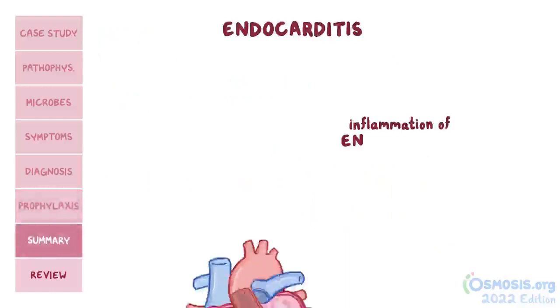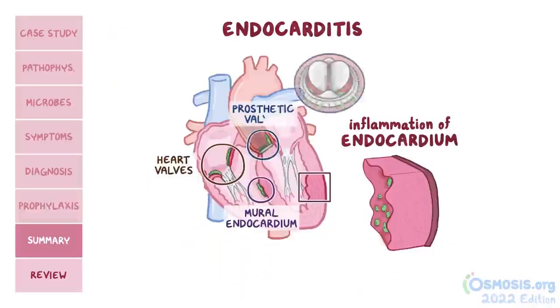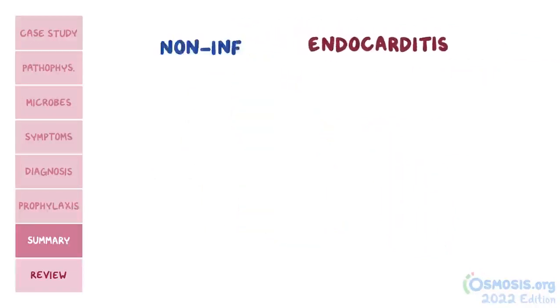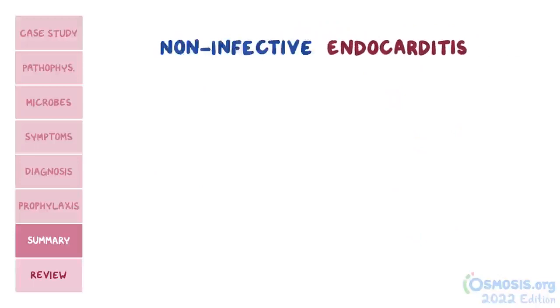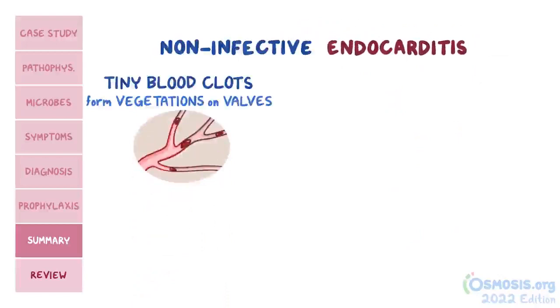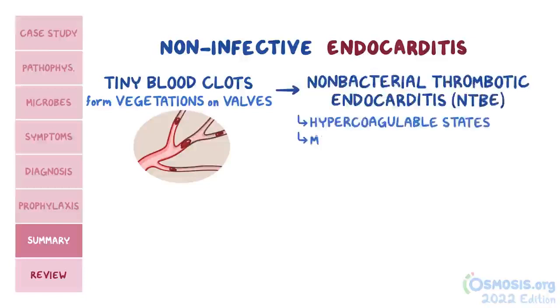Alright, as a quick recap, endocarditis is inflammation of the endocardium, which can affect the heart valves, the mural endocardium, or prosthetic valves. Endocarditis is usually due to a microbial infection, but in some cases it can also be non-infective. Non-infective endocarditis is caused by damage to the endocardium, which causes tiny blood clots that form vegetations on valves. And this is called non-bacterial thrombotic endocarditis, or NBTE. This can happen with hypercoagulable states, malignancies, or systemic lupus erythematosus.